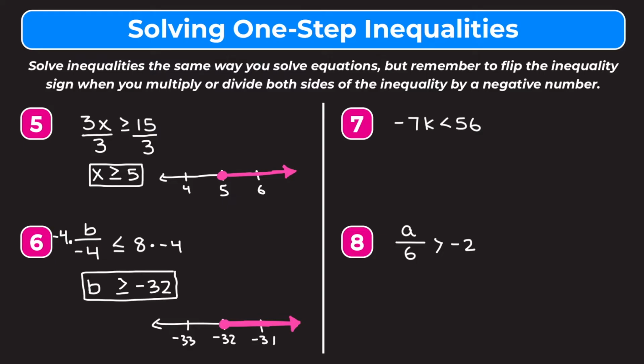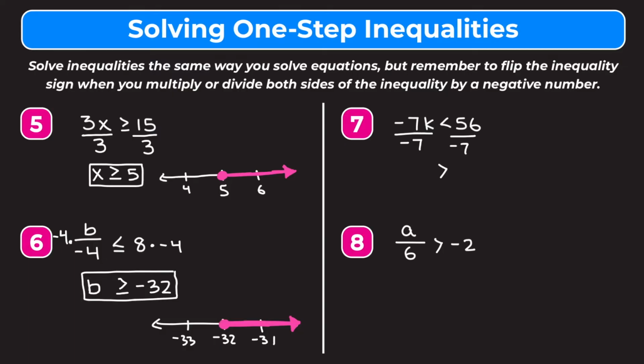And now if we look at number 7, we have negative 7k is less than 56. So we need to get rid of this negative 7 that's being multiplied by k. So we need to use division because that's the inverse of multiplication. So we're going to divide both sides by negative 7. When we divide both sides of an inequality by a negative or multiply both sides by a negative, we need to flip the inequality sign. And now everything else is going to be the same as how we normally solve an equation.